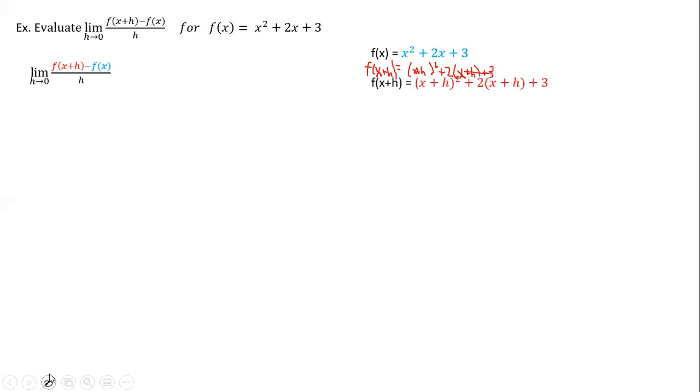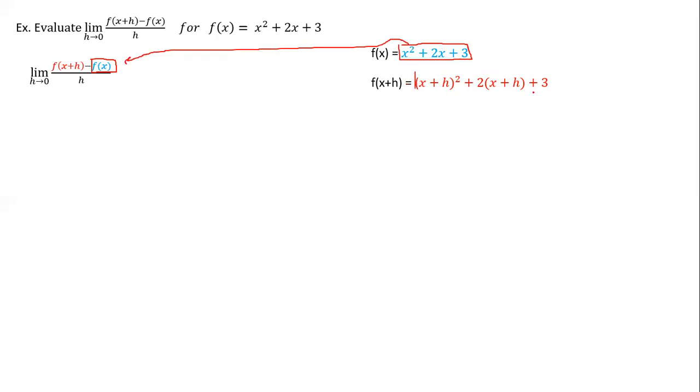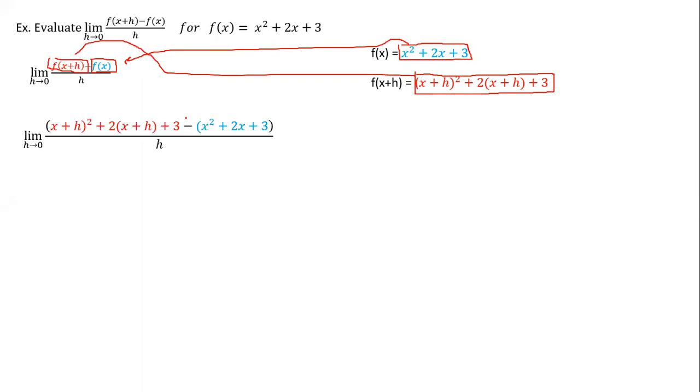I think I'll just let you look at the nice version. So f of x is the same as x squared plus 2x plus 3. So we're going to put that instead of f of x. F of x plus h is the same as x plus h squared plus 2 times x plus h plus 3. And that goes instead of f of x plus h. And then you just do some math.